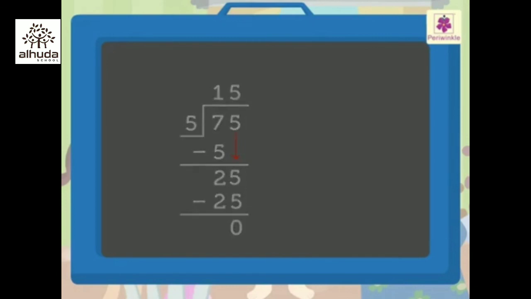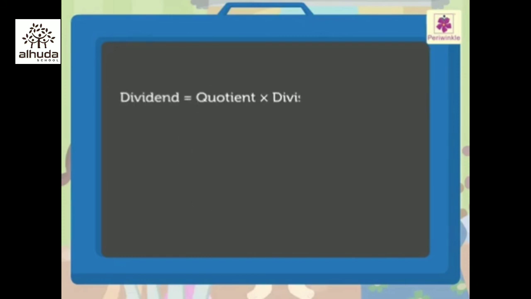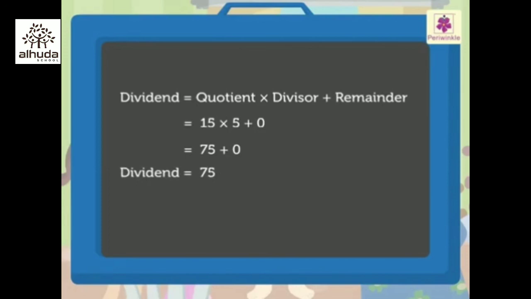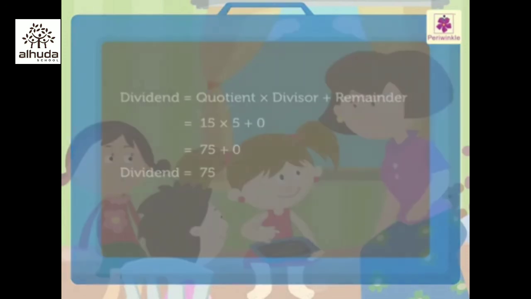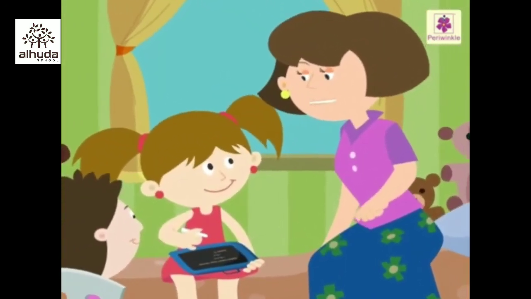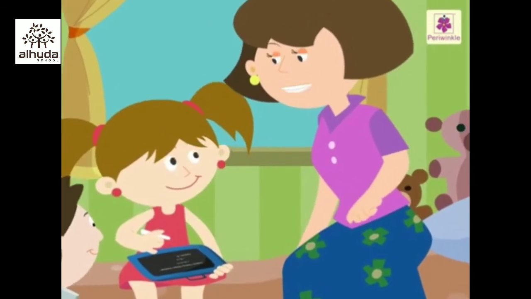It is time to check our calculation. Dividend is equal to quotient into divisor plus remainder. So, 15 into 5 plus 0 is equal to 75 plus 0, which is equal to 75, the dividend. This proves that we have solved the question correctly.